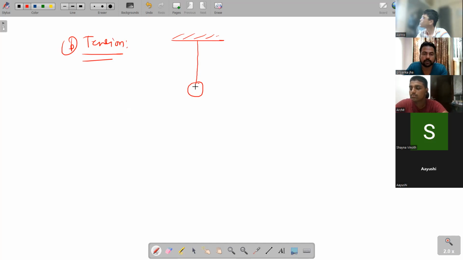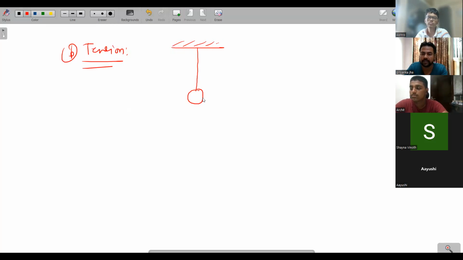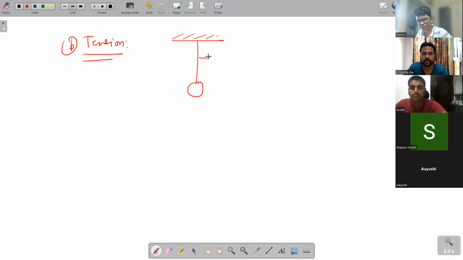Tension. Suppose a ball is hanging with the help of a rope, and this rope is tied to the ceiling. This is a string, and we consider this string as ideal, meaning it has no mass, and it is inextensible. It will not extend, or it will not break. The mass of this block is m.